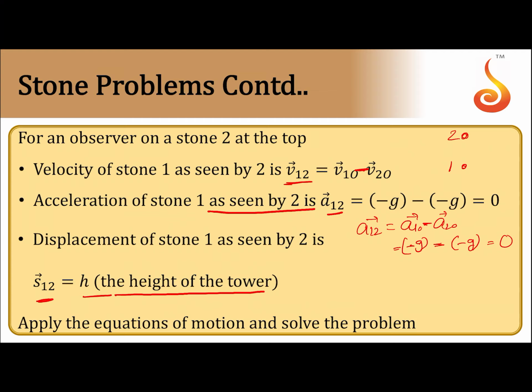Now, we can use the equations of motion. v12 is equal to u12 plus a12 t. s12 is equal to u12 t plus half a12 t square. v12 whole square is equal to u12 whole square plus 2 a12 dot s12. We can use this set of equations and solve it for the unknown.